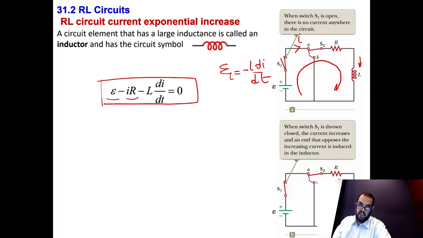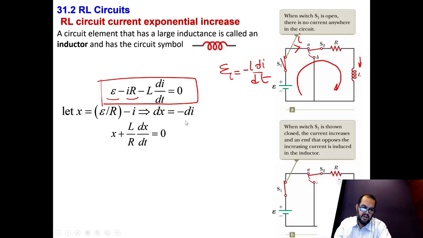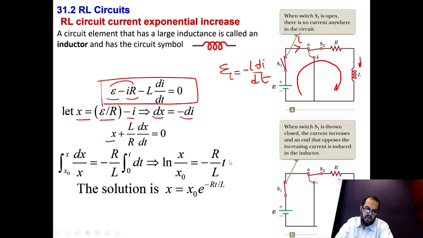This is a differential equation because it has I and di/dt. But if we play a mathematical trick, we can simplify this. Let's call x equal to E over R minus I. Notice that in this case dx is equal to minus di. Now we can replace it, and the equation becomes x plus L over R dx/dt is equal to 0. Again, this is a differential equation, and we can solve it if we write it as dx over x.